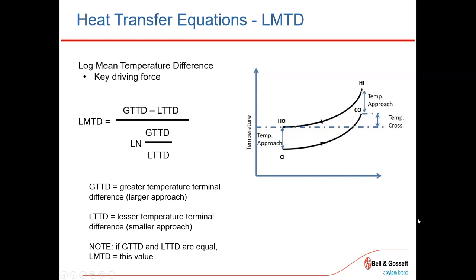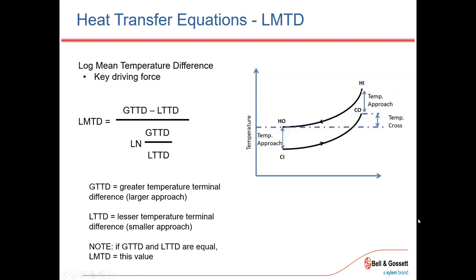Now, one thing that I don't have on here, but if they are equal, then that is your LMTD. So if one's 5 and one's 5, your LMTD is 5. If not, you'd have to have the larger approach temperature minus the smaller approach temperature divided by the natural log of the greater approach temperature divided by the smaller. So it can get a bit complicated, but let me show you the impact with an example.